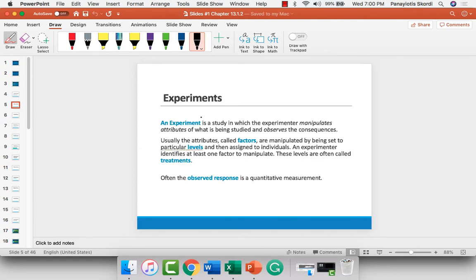Experiment. What is an experiment? An experiment is something that you have control over. So if I want to check which fertilizer is best for my crops, I get to choose which fertilizers I use. I get to choose what crops I use them on. I have a lot of control over what happens. That's what an experiment is.